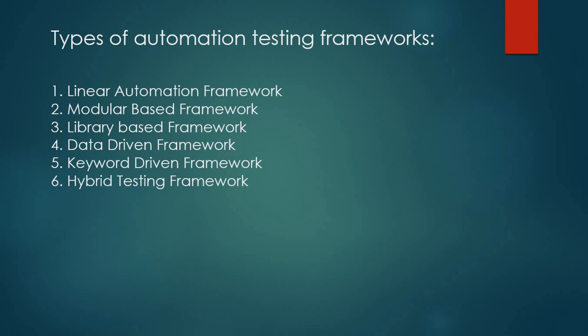And the next is library based framework. A library-based framework is similar to a modular-based framework. Inside a library-based framework, we divide the framework into multiple modules, and then each module is created into a library and then specified and used for performing any set of automation. So this kind of technique is known as a library-based automation framework.